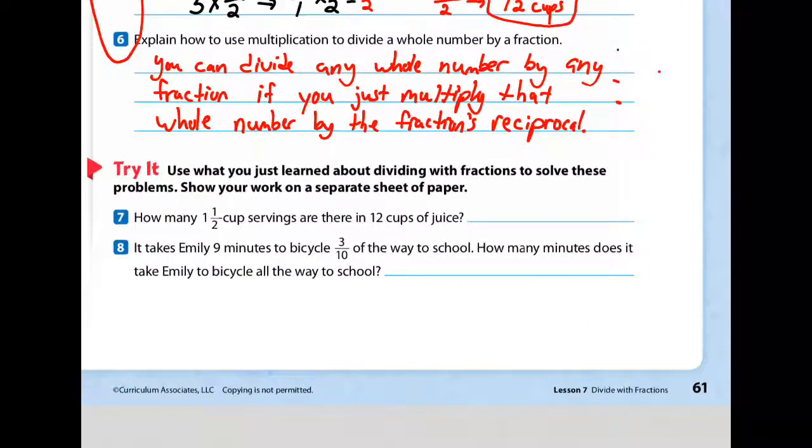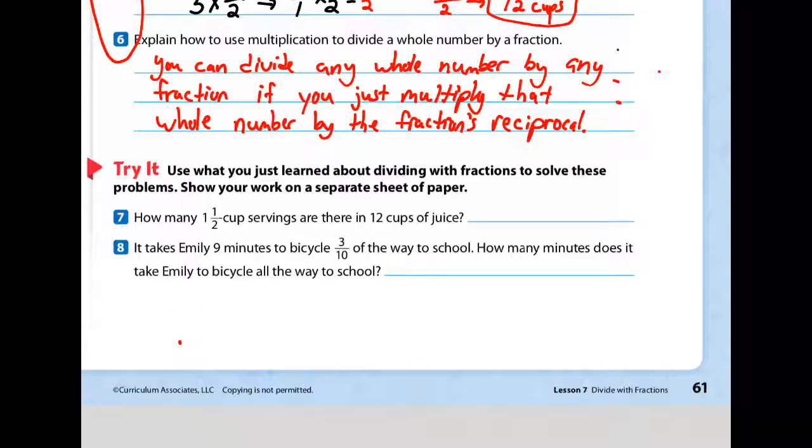We're going to do 7, get you set up together, and then we'll have you do 8. So the try it problem says use what you just learned about dividing with fractions to solve these problems. Show your work on a separate sheet of paper. You can also show your work down here if you need to.